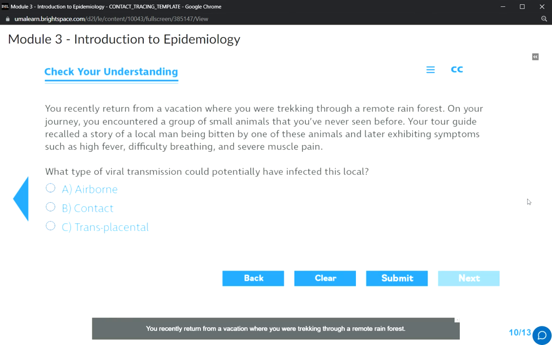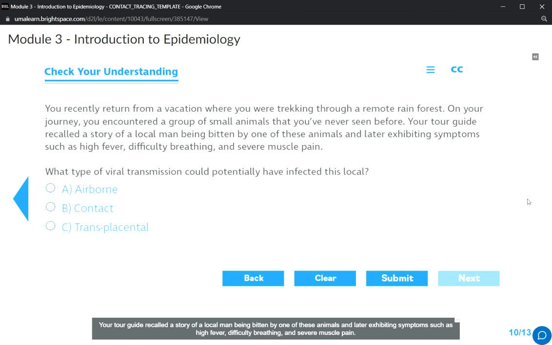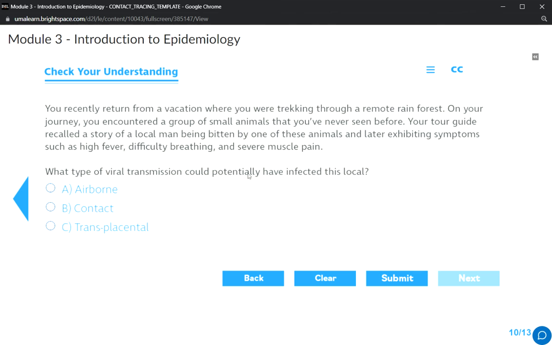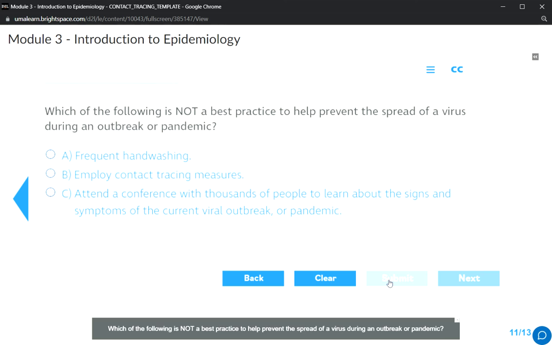You recently returned from a vacation where you were trekking through a remote rainforest. On your journey, you encountered a group of small animals that you've never seen before. Your tour guide recalled a story of a local man being bitten by one of these animals, and later exhibiting symptoms such as a high fever, difficulty breathing, and severe muscle pain. What type of viral transmission could potentially have infected this local? Which of the following is not a best practice to prevent the spread of a virus during an outbreak or pandemic?